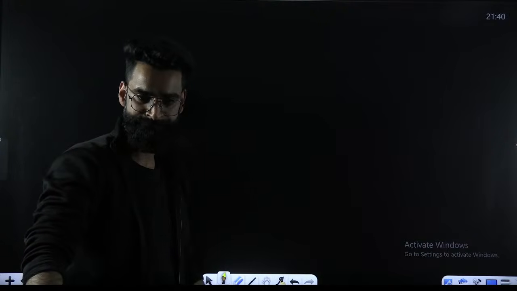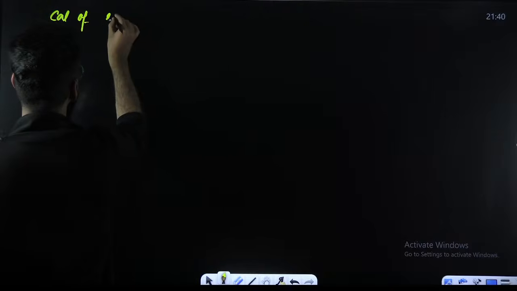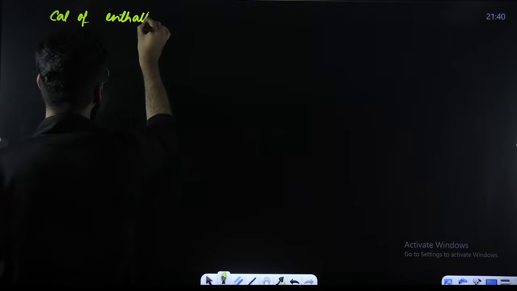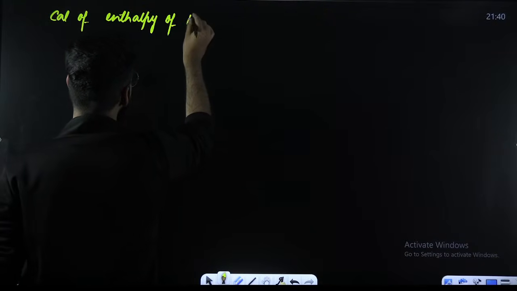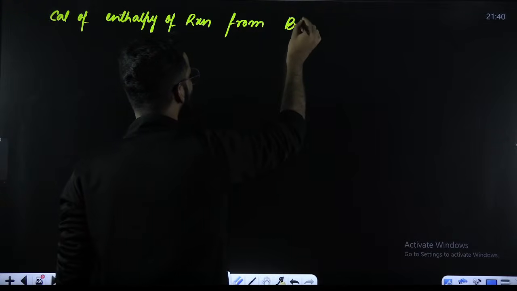Now, guys, at the end, one thing from which a question surely comes in your exam. What is that? Calculation of enthalpy of reaction from bond energy data.